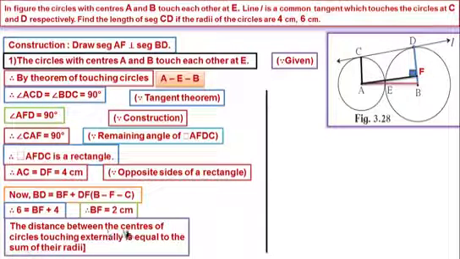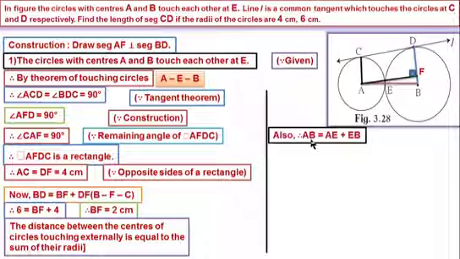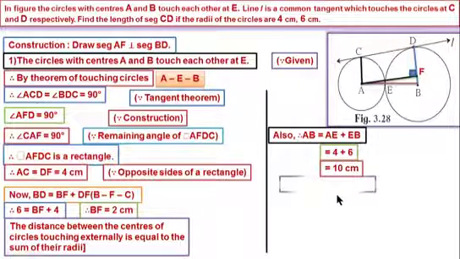The distance between the centers of circles touching externally is equal to the sum of their radii. Therefore, AB is equal to AE plus EB, which is 4 plus 6, equal to 10 cm. Length of segment AB is equal to 10 cm.